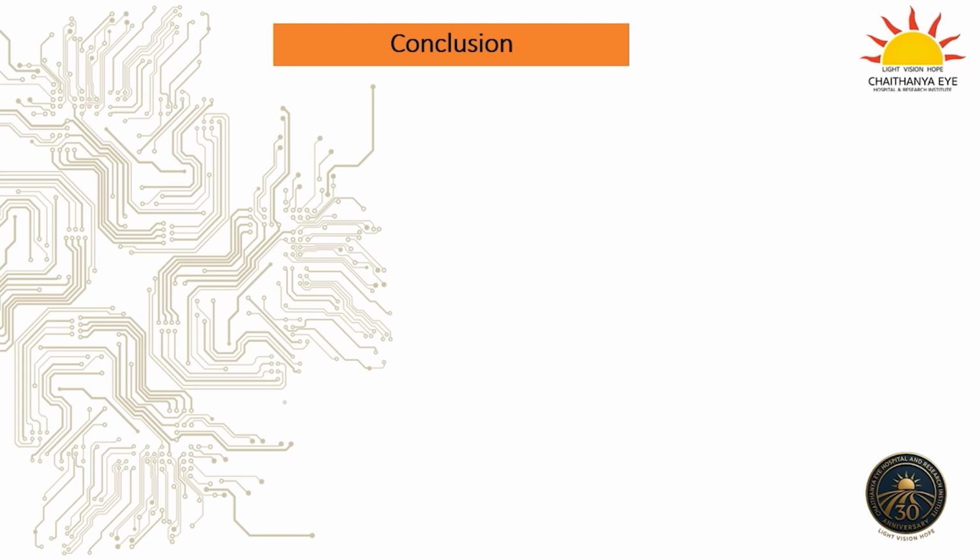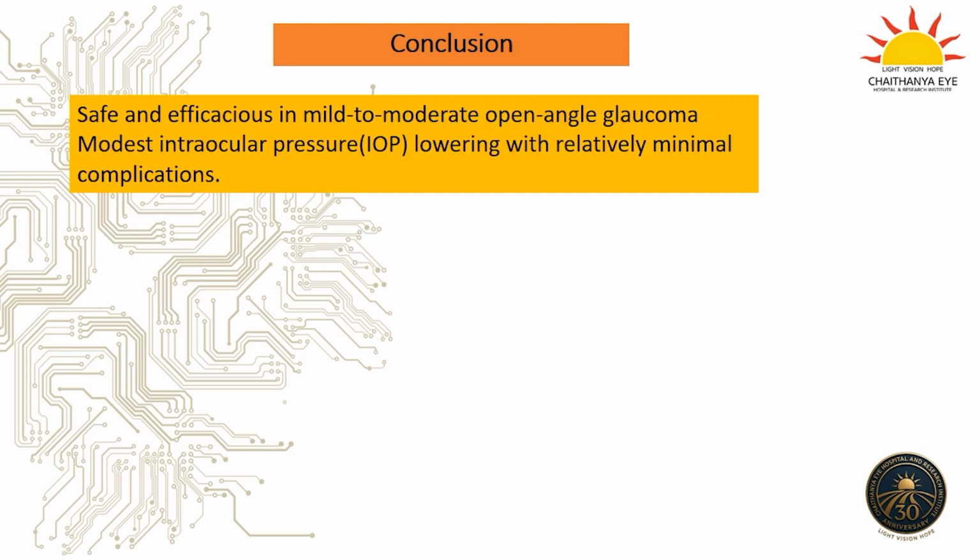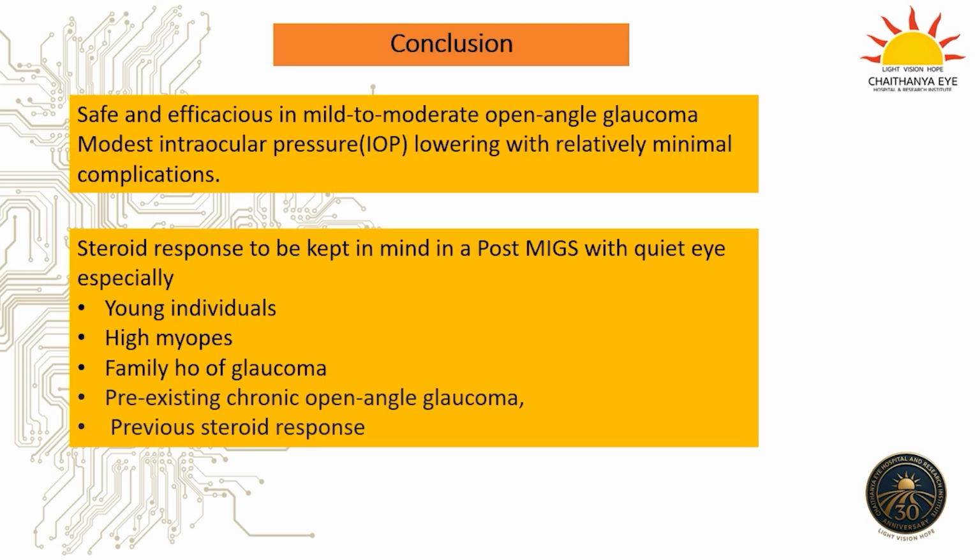To conclude, MIGS is safe and efficacious in mild to moderate open-angle glaucoma with modest IOP lowering and minimal complications. Steroid response is to be kept in mind in post-MIGS quiet eyes, especially in young patients, high myopes, those with family history of glaucoma, pre-existing chronic open-angle glaucoma, and previous steroid response.